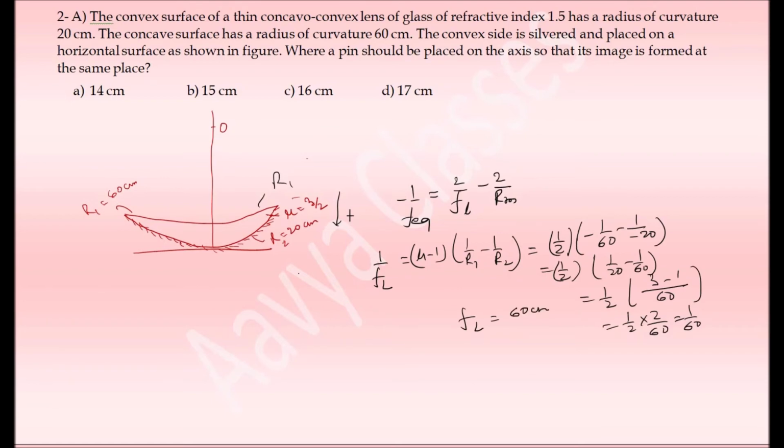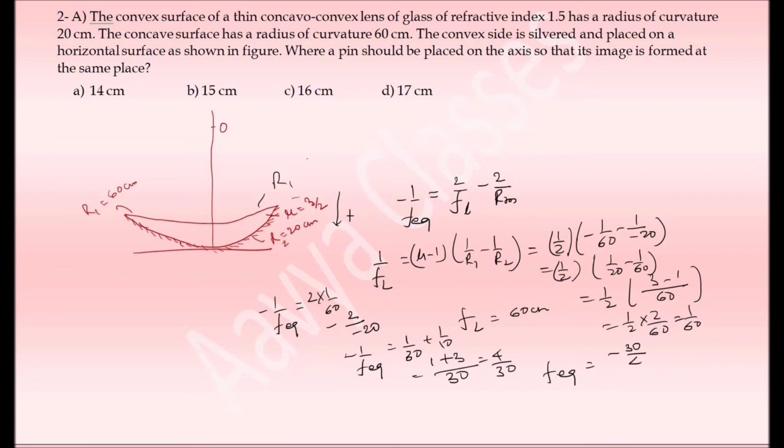Now if we apply the formula, minus 1 by F equivalent is equal to 2 by 60 minus 2 by minus 20. So from there we get minus 1 by F equivalent is equal to 1 by 30 plus 1 by 10, and if we solve it, we get F equivalent is equal to minus 30 by 4, that is equal to minus 15 by 2.